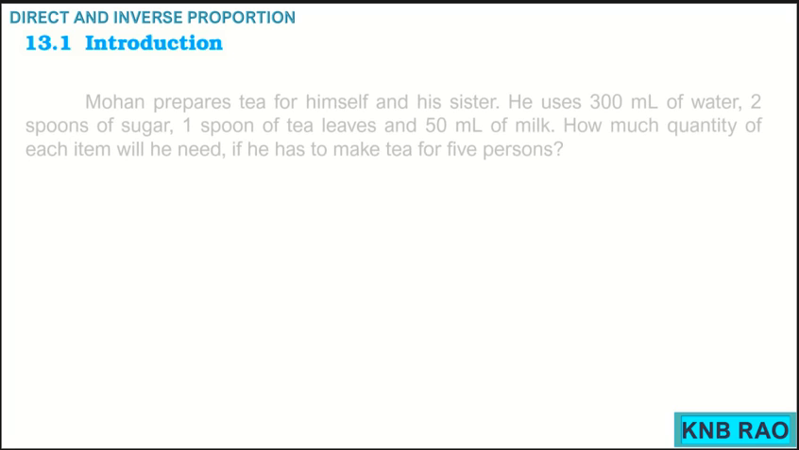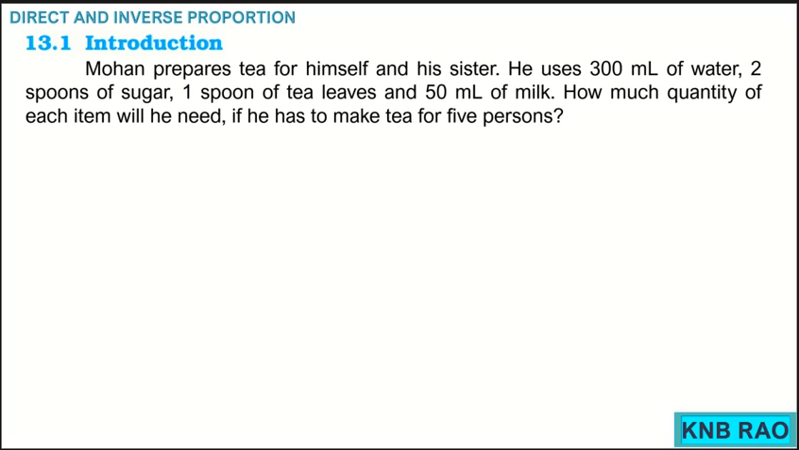So coming to the introduction, try to observe a situation where Mohan prepares tea for himself and his sister. He uses 300 ml of water, 2 spoons of sugar, 1 spoon of tea leaves and 50 ml of milk. Now, how much quantity of each item does he require if he has to make tea for 5 persons?